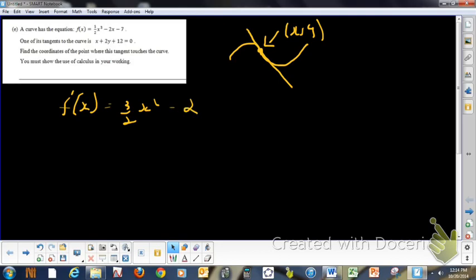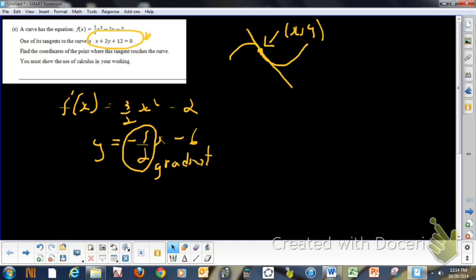And the other thing I'm going to do is take this equation and make it so that I can see what the gradient is for that tangent. Because remember, if my gradient function equals a particular gradient, that means that I can find x. So I'm just going to rearrange that, and I'm going to get y is equal to negative 1/2 x minus 6. That's just that equation rearranged. Now, what I do know from rearranging is that this is my gradient. And that's basically what my gradient function is going to equal.